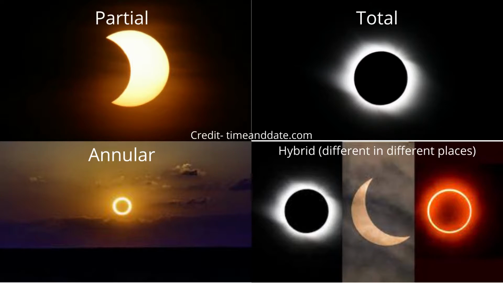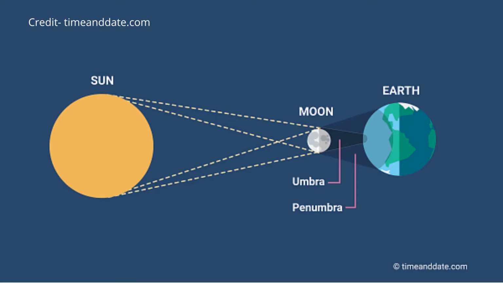There are four types of solar eclipses. They are partial, total, annular, and hybrid. When the moon blocks sun's light, it casts two shadows on the earth, namely umbra and penumbra. People in the penumbral region see a partial eclipse, while people in the umbra region see a total or annular eclipse. Now, let's learn about each of these types of eclipses.